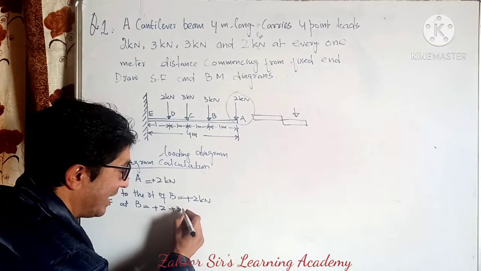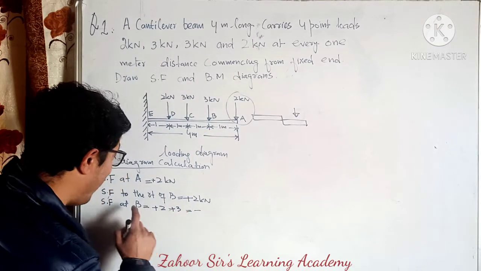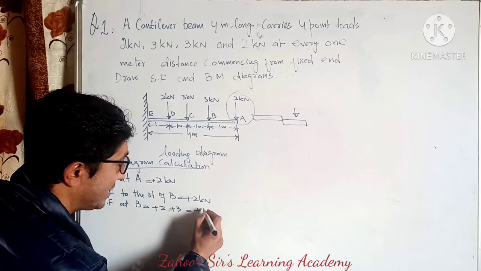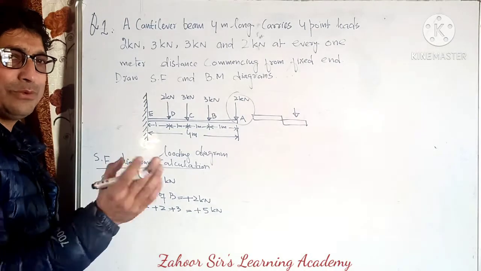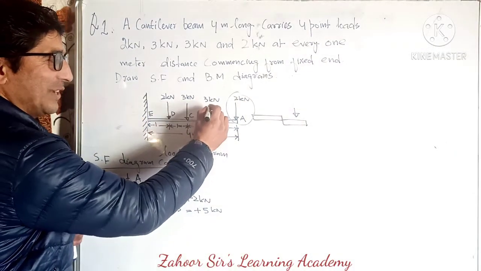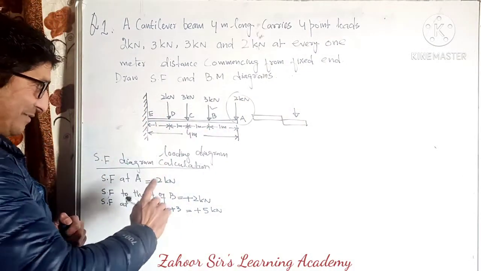So I will add that 3. So that means SF at B becomes plus 5 kilonewton. Now we are just adding these forces. Now this is done. Now another stuff.